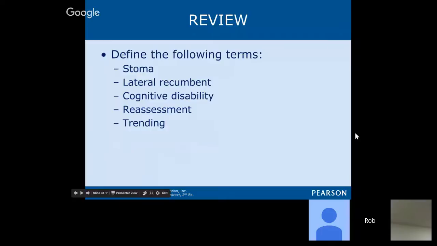So what's a stoma? Stoma is where they got the... Yeah, it's a hole in the neck, right? Where they... Tracheotomy. Yeah. So that's one thing that you're going to be looking for whenever you're assessing the neck.